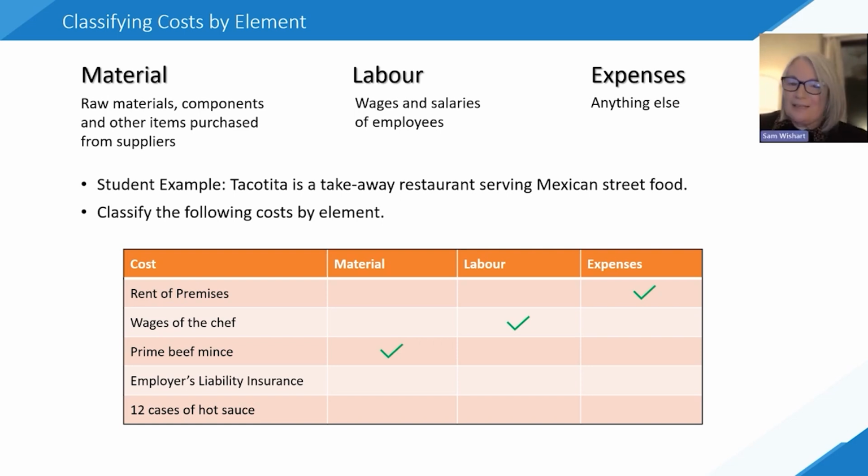What about employers' liability insurance? Yeah, slightly controversial, this one. It mentions employers' liability, so it might be something to do with the cost of employment, but in actual fact, no, it's insurance, isn't it? It's an insurance premium, so it's going to be classed as an expense.